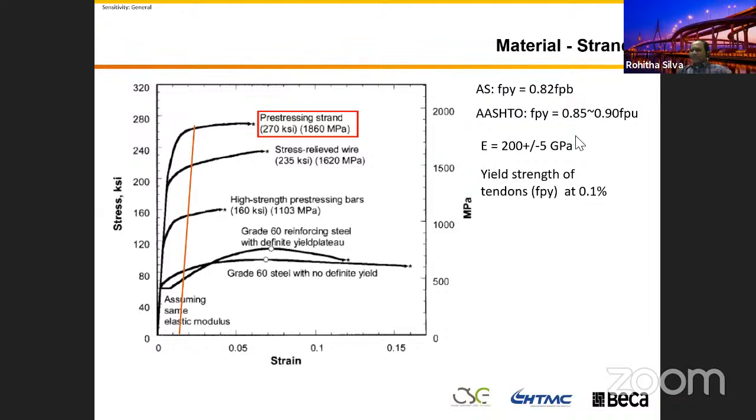This value varies again. It's normally 82% of the breaking force in the Australian standard, but in the AASHTO it is 85 to 90%, but BS is in between, I think. I forgot the number, I'm not sure if it's 0.87 or not. Someone can help me with that one.